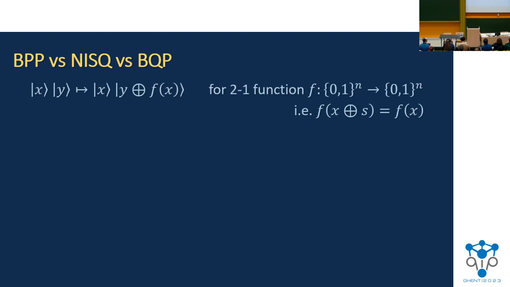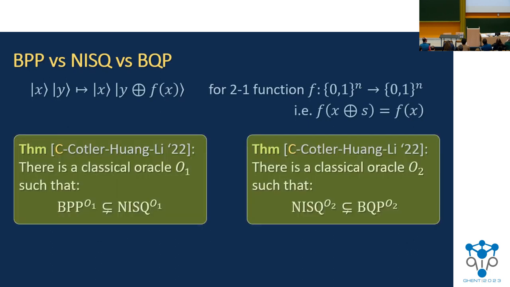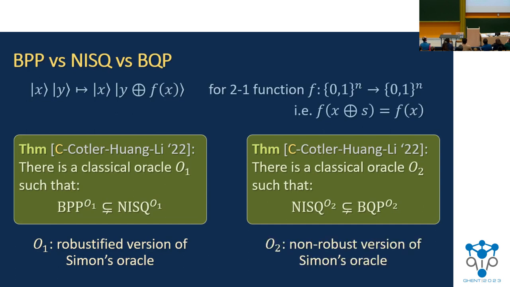Okay, so we're going to show some oracle separations among these three classes based on variants of Simon's problem. So recall Simon's problem, you have some 2-to-1 function from n bits to n bits. This function is periodic, and there's some unknown period, which we'll call S. Okay, so our two results along these lines are oracle separations among these classes relative to two variants of Simon's problem. To separate classical computation from NISQ, we use a robustified version of Simon's oracle. And to separate quantum from NISQ, we use a non-robust version of Simon's oracle.